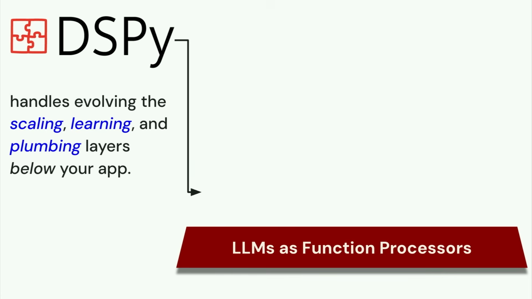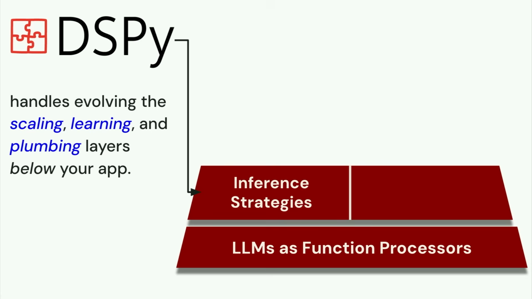What DSPy does is it handles evolving the lower level layers that we've been talking about as changing all the time, for scaling, for learning, and also for plumbing. And I can tell you the plumbing is one of the hardest pieces below your app. So the first foundation is we try to turn language models from string in, string out into actual function processors, right? Because we want to build with functions that we can rely on to have a contract of input and output. Then we build inference strategies that encapsulate behavior like reasoning or agents or tree search, or whatever the latest interesting way is of taking language models and turning them into the best version of themselves in terms of quality.